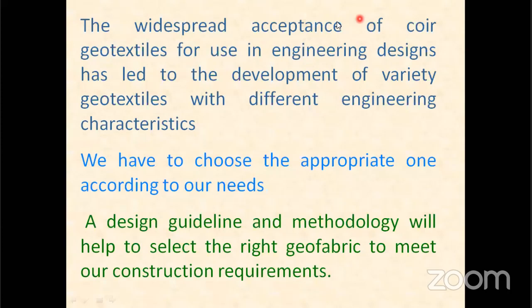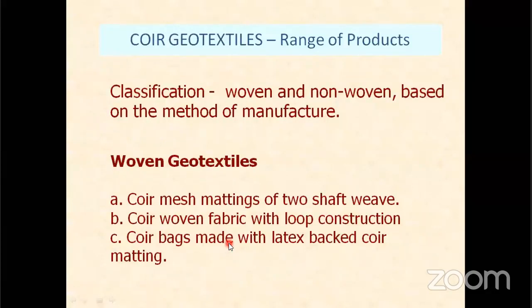The widespread acceptance of coir geotextiles for use in engineering designs has led to the development of a variety of geotextiles with different engineering characteristics. We have to choose the appropriate one according to our needs. The design guideline and methodology will help to select the right geofabric to meet our construction requirements. Now coming to the different geotextile fabrics, mainly they are classified into woven and non-woven based on the method of manufacture.